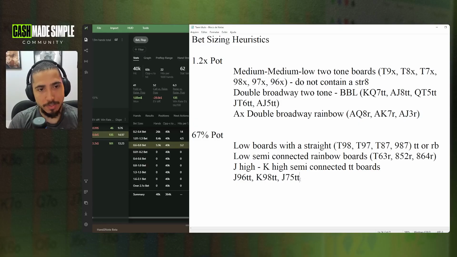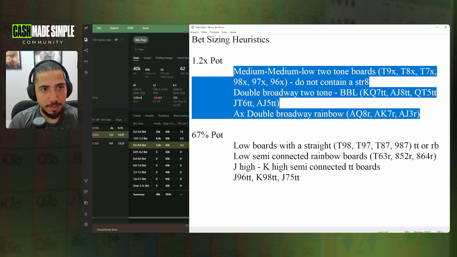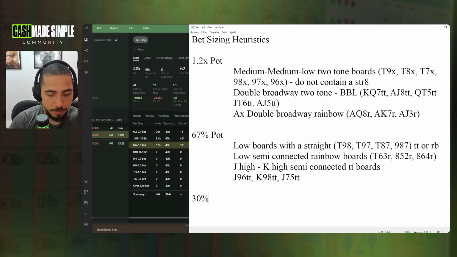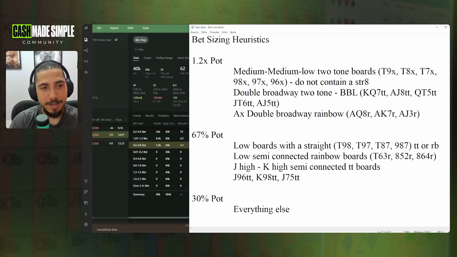In these ranges we're not severely stronger than our opponent to go for the very large sizing, but it's the type of board texture where the small size does not generate too much indifference. And then the 30% pot sizing is what? Everything else. Everything else is going to go into the 30% sizing, right?